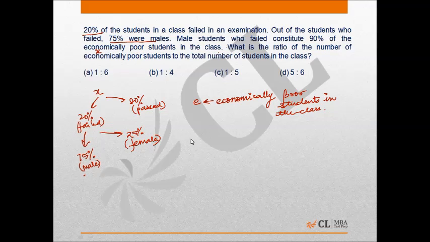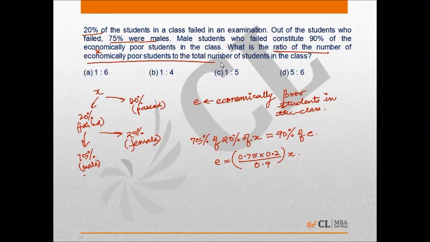Okay. So now we know that 75% of 20% of X, this is actually 90% of E, right? Or we can say that E is 0.75 into 0.2 divided by 0.9 of X. Okay, so we need to calculate the ratio of the number of economically poor students to the total number of students in the class. It means we need to calculate the value of E upon X. So E upon X from here will give us 0.75 into 0.2 upon 0.9.